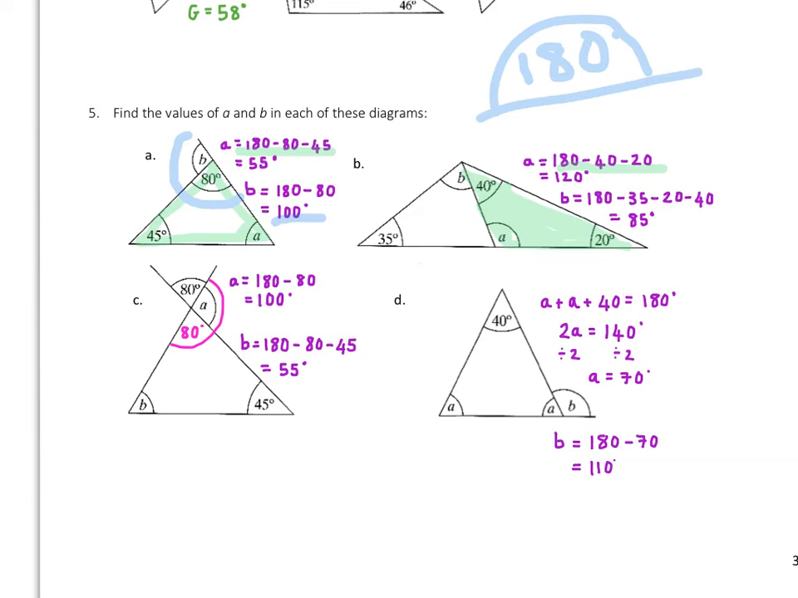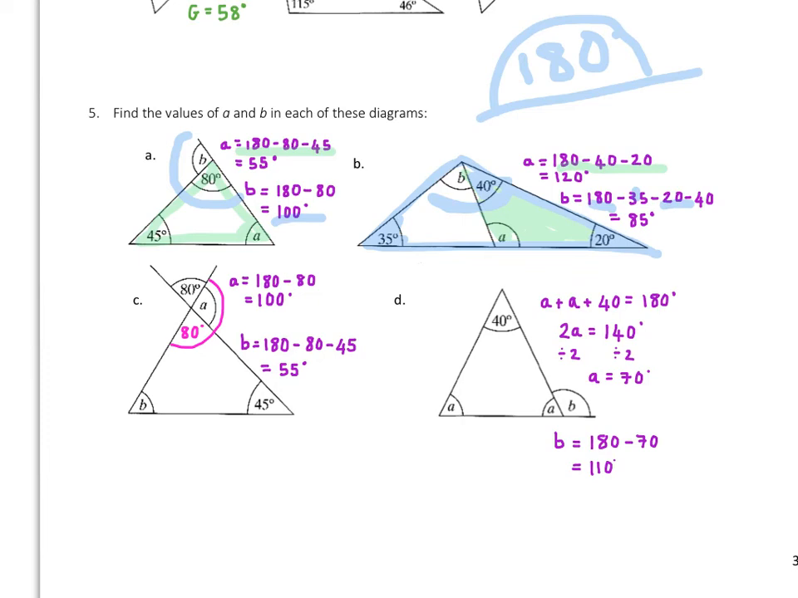And then B, we're going to look at this big outside triangle over here, and we say that B is 180 minus 35 minus 20, which is this one over there, minus 40 will leave you with what's left on B over there for this whole angle up at the top here. And that gives you 85.